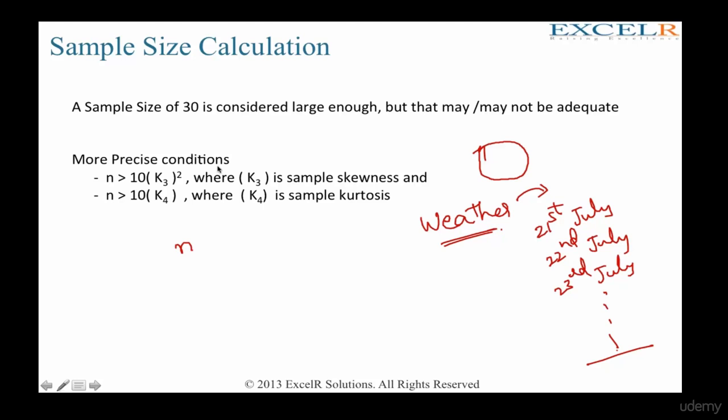First time sample size you take is 30. Second time sample size, if you calculate skewness and substitute, might also become 20. Third time sample size might become 90. Fourth time you might want to collect 50. So it keeps varying basically.